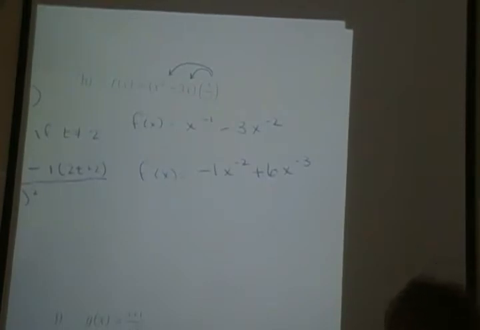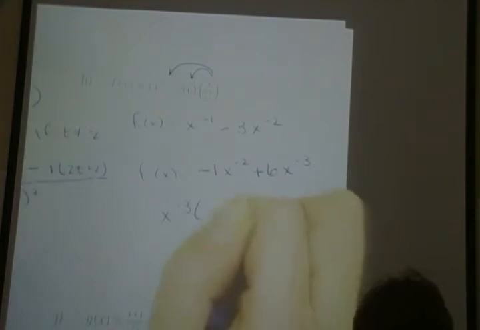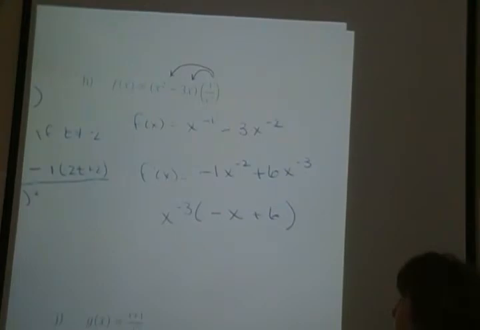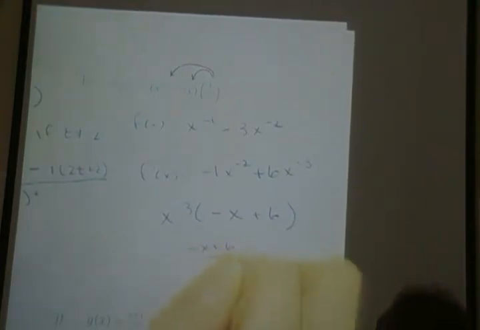Rewriting my function like that, I can take the derivative. Negative 1 moves down, the degree drops to negative 2. Negative 2 times negative 3 is positive 6, and the degree drops to negative 3. And then I can pull out x to the negative 3 and be left with negative x plus 6. And finally, I can write it as negative x plus 6 over x cubed. That is my derivative.